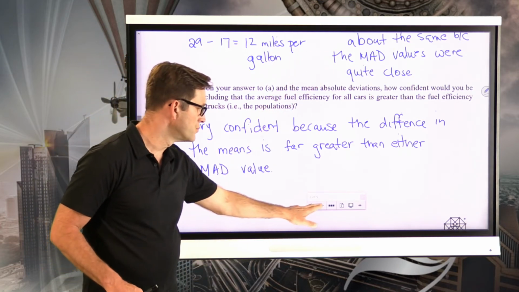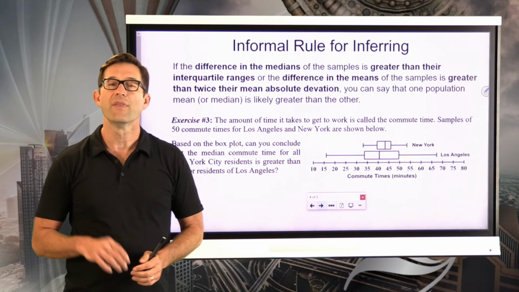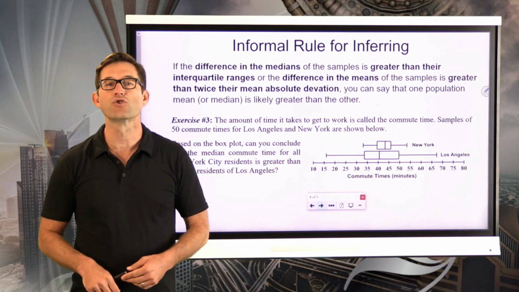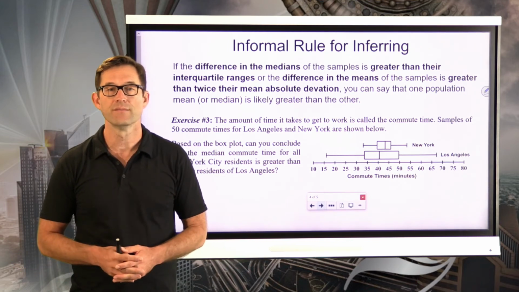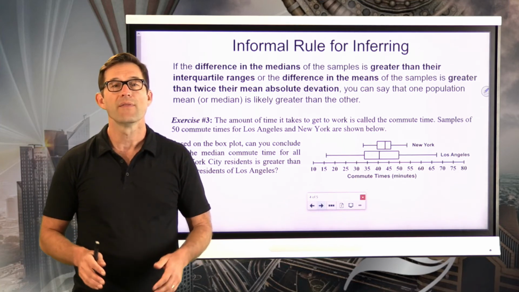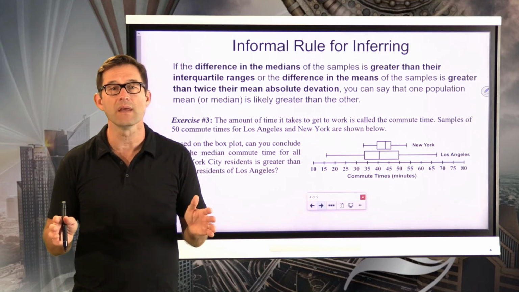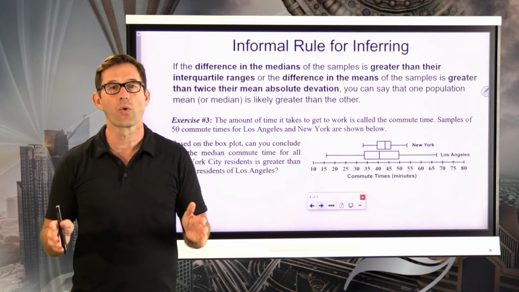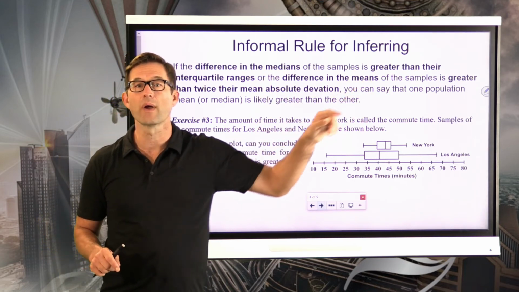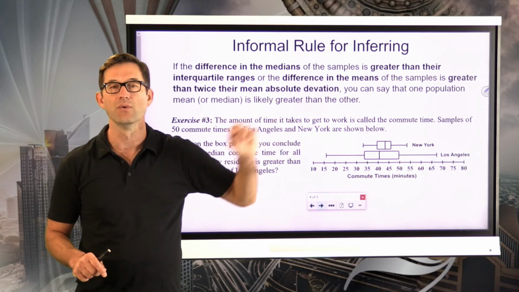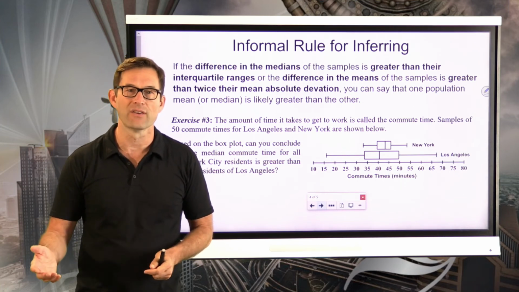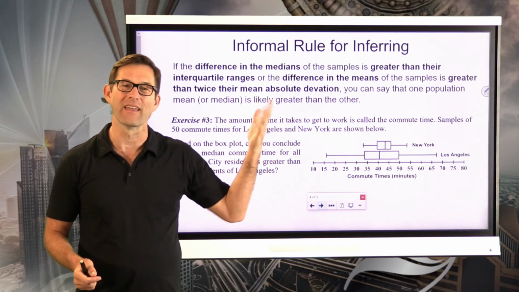So here's a little rule of thumb, right? The informal rule for inferring. If the difference in the medians of the sample is greater than their interquartile ranges, all right? So in other words, if I'm using median and interquartile range, then I need the difference between those medians to be larger than the interquartile range values, right? Or if the difference in the means is greater than twice their mean absolute deviation. And remember, the mean absolute deviation, the MAD, is roughly half the IQR. So we're kind of saying the same thing here, right?